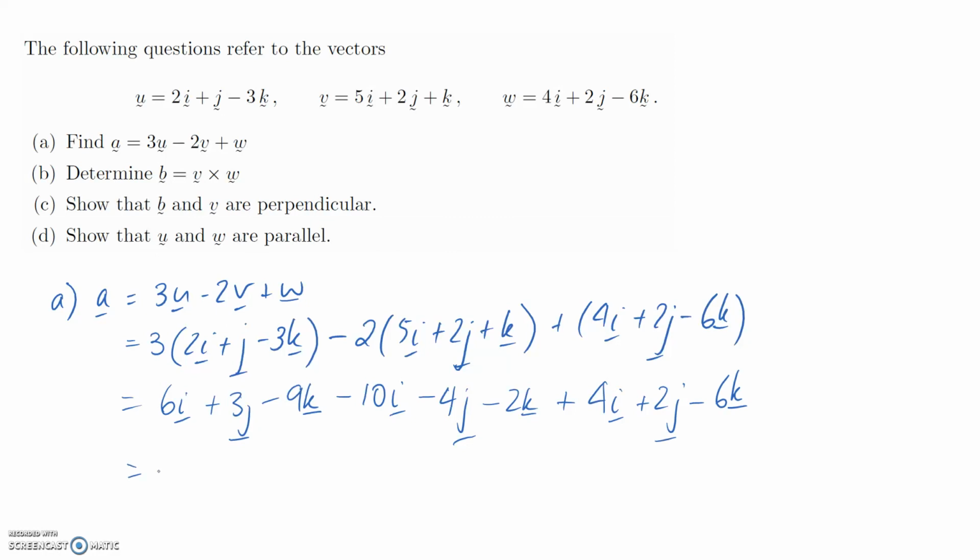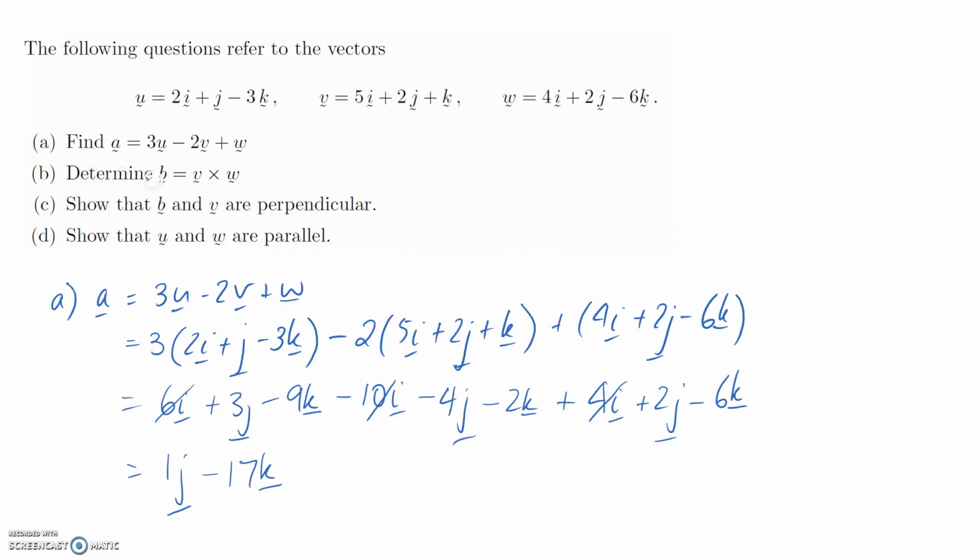Alright, so let's collect all the i's together firstly. We're going to get 6i minus 10i, so that leaves us with negative 4, and then plus 4, so that's going to go back to 0. So all of these cancel themselves out, so a 0 i component. We've then got 3j minus 4j, so that's negative 1j, plus 2, that takes us back to 1, so this will be 1j, and then negative 9k minus 2, that leaves us with negative 11, minus 6 leaves us with negative 17. So that there is the answer to part A.